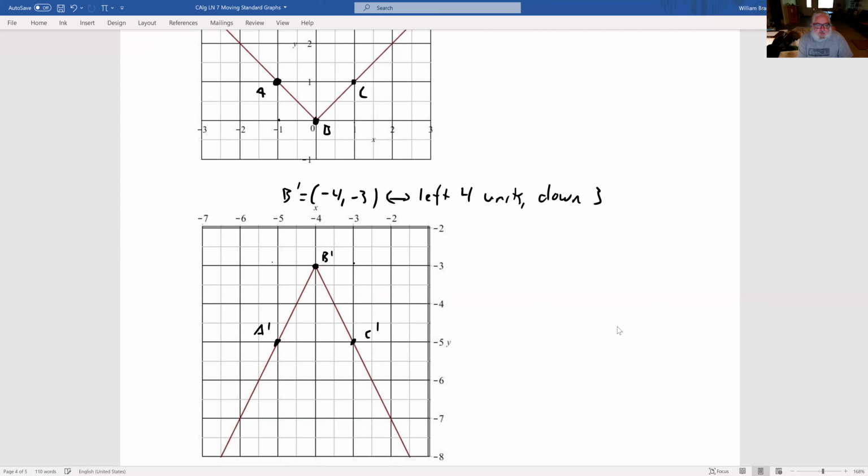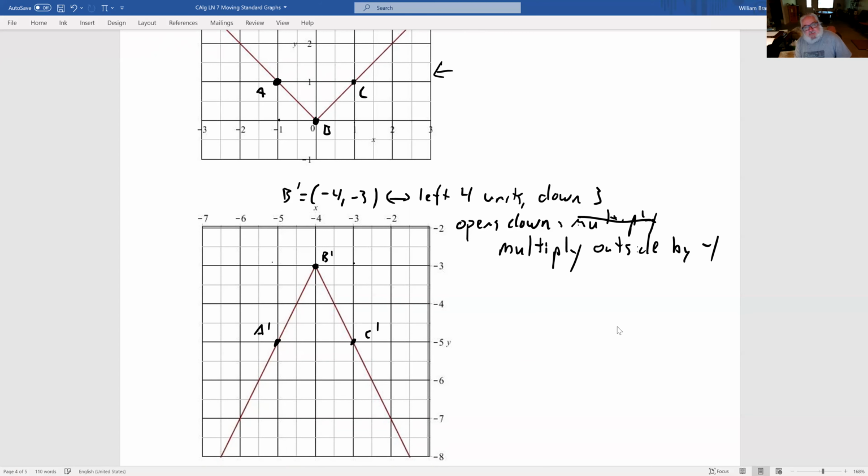This y equals absolute value of x up here opens up. This one opens down. So we say, okay, opens down. That means we flipped it over the x-axis. That means we multiply outside by -1. And the tricky thing is has it been rescaled? Has it been stretched at all?